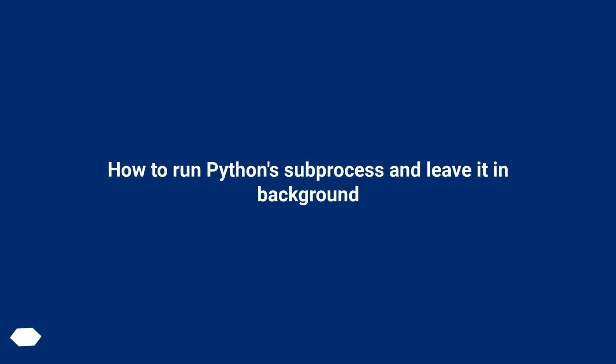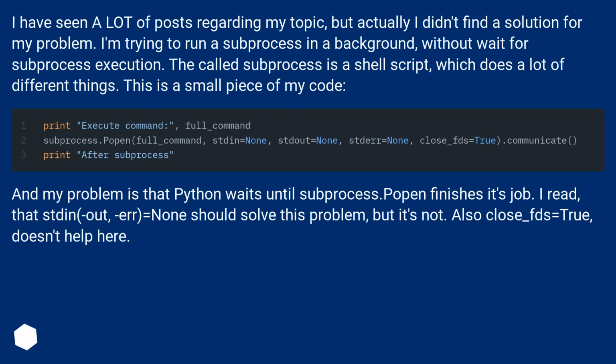How to run a Python subprocess and leave it in the background. I have seen a lot of posts regarding my topic, but I didn't find a solution for my problem. I'm trying to run a subprocess in the background, without waiting for the subprocess execution. The called subprocess is a shell script, which does a lot of different things.